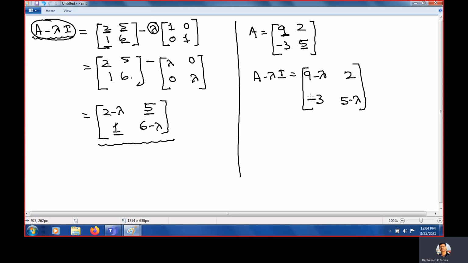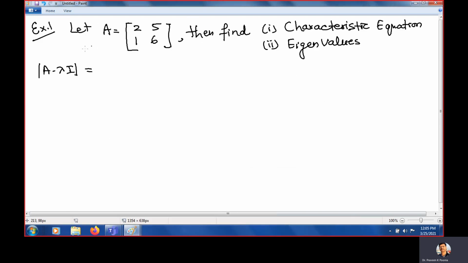There is no change. So this is how we find the value of A minus lambda I. Okay, now we'll move to the question. So A minus lambda I means what? It is 2 minus lambda, 5 is same, 1 is same, and it is 6 minus lambda. The determinant is equal to 0. This is the method. Clear?